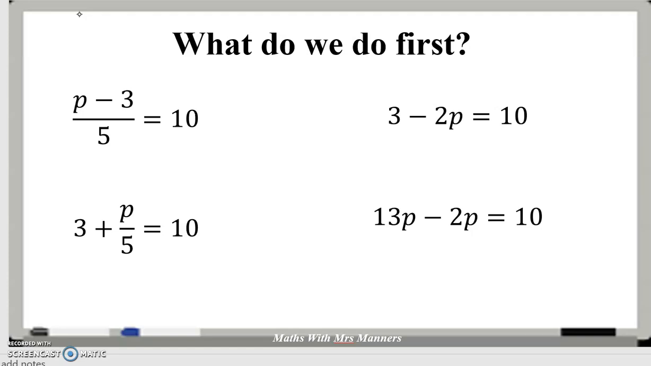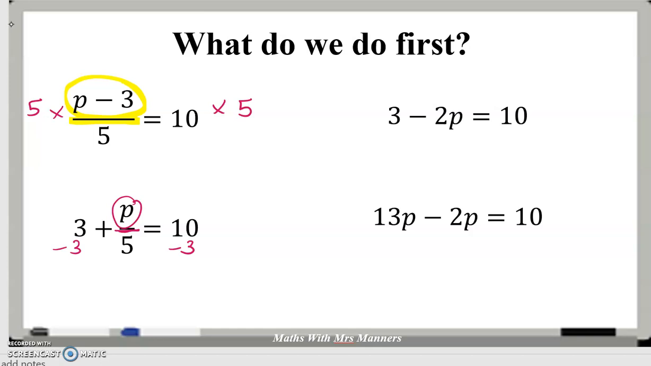All right, let's go. So in this equation, I can see that the divide by bar traps the p minus 3. So the very first thing I would do with this equation is I would multiply both sides by 5. In this equation, however, I can see the divide by 5 only traps the p here, so what I would do is I would take away 3 from both sides of this equation.